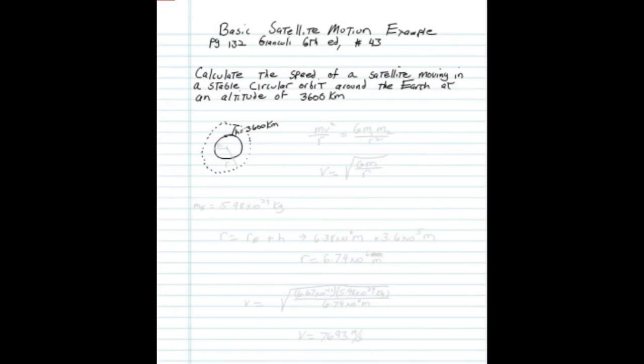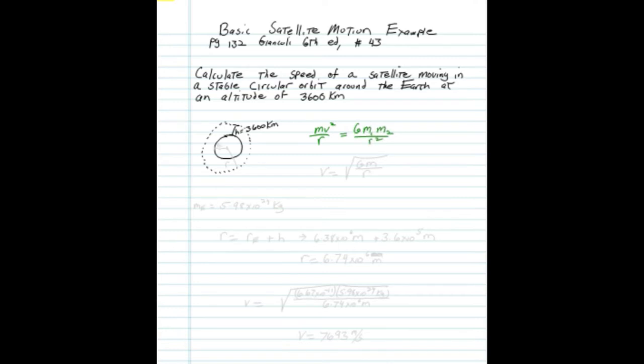Okay, so in this example, we're going to look at calculating the speed of a satellite. The example says, calculate the speed of a satellite moving in a stable circular orbit around the Earth at an altitude of 3,600 kilometers. Okay, so if you remember, what we had discussed was that when you have a circular orbit, the centripetal force is caused by gravity.